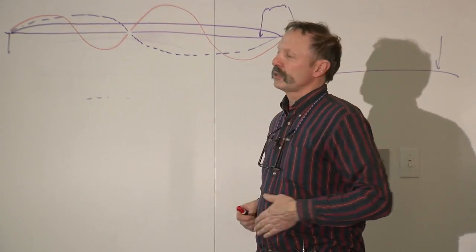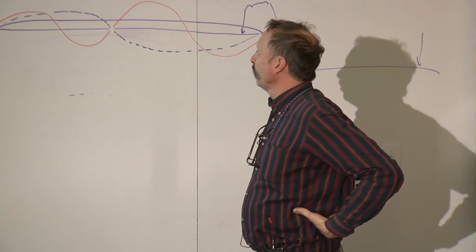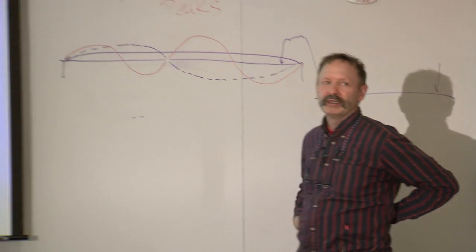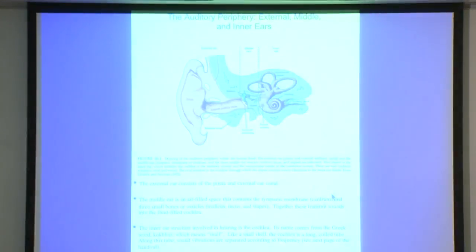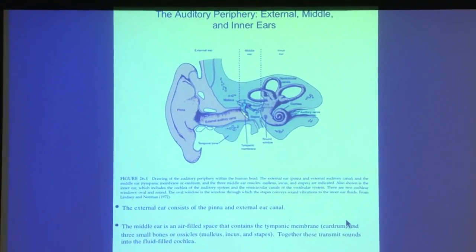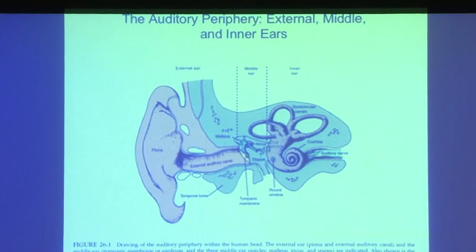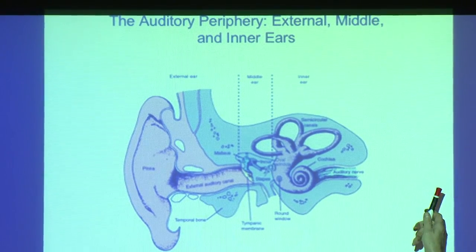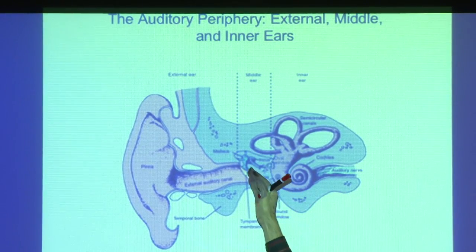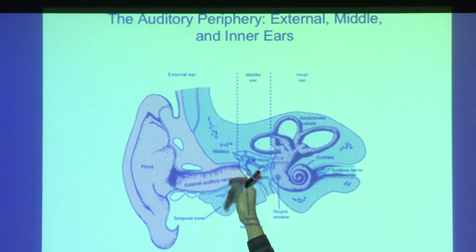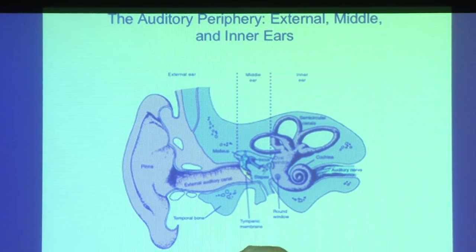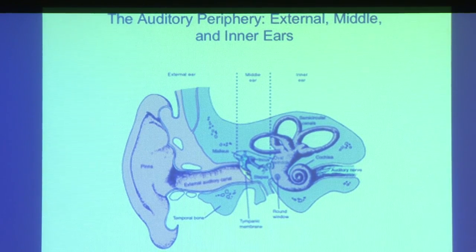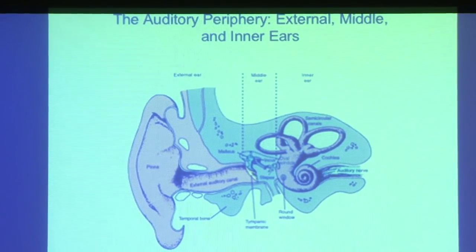Okay, so let's shift gears and move on. Instead of talking about the physical characteristics of sound, let's talk about how we hear sounds. And we're only going to get as far as the auditory periphery today, but let's just define it. The auditory periphery is this whole structure indicated here, and it's usually separated into three parts: the external ear, the middle ear, and then the inner ear. Those are the three very big divisions of the auditory periphery.